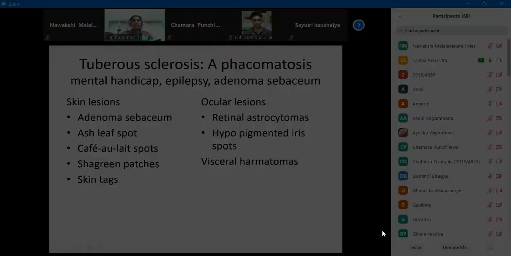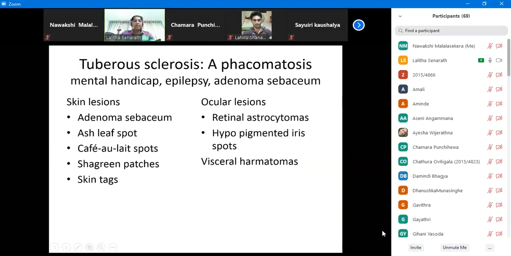Then the other phakomatosis is tuberous sclerosis. Tuberous sclerosis presents with mental handicap, epilepsy and adenoma sebaceum. All these syndromes you can see while doing your neurology appointment or your medical appointment. There may be skin lesions or ocular lesions. The skin signs are adenoma sebaceum, ash leaf spots, shagreen patches, and skin tags.